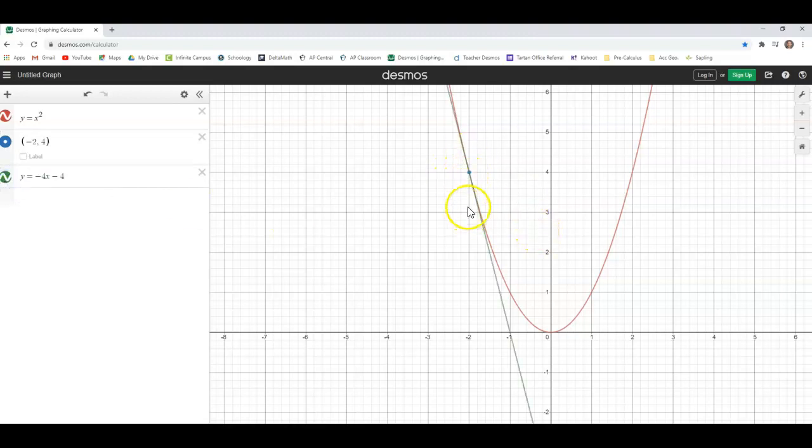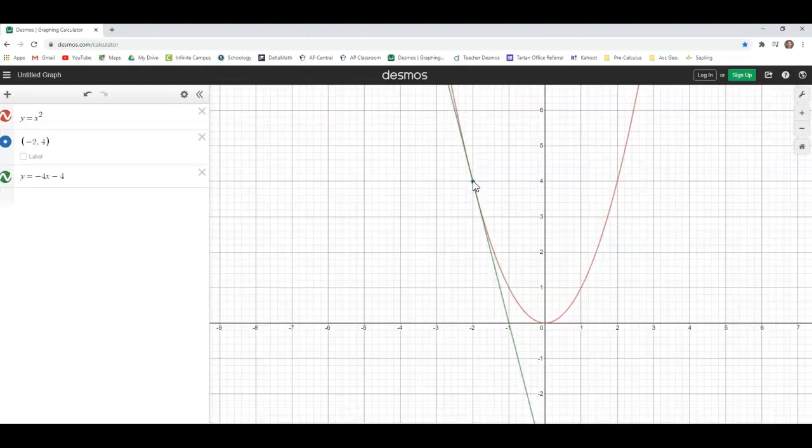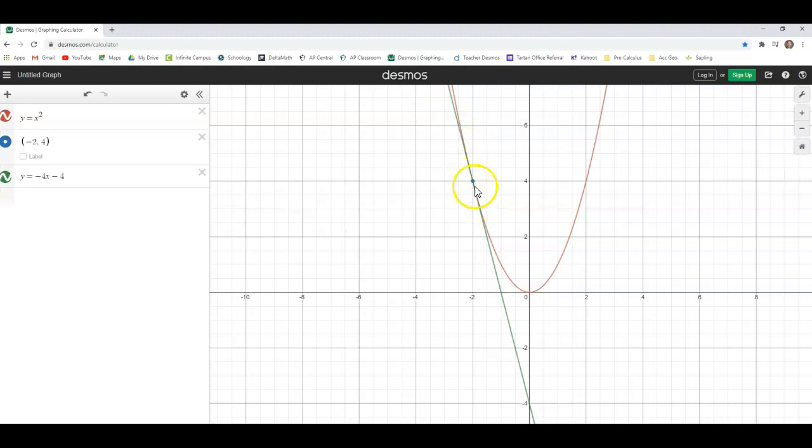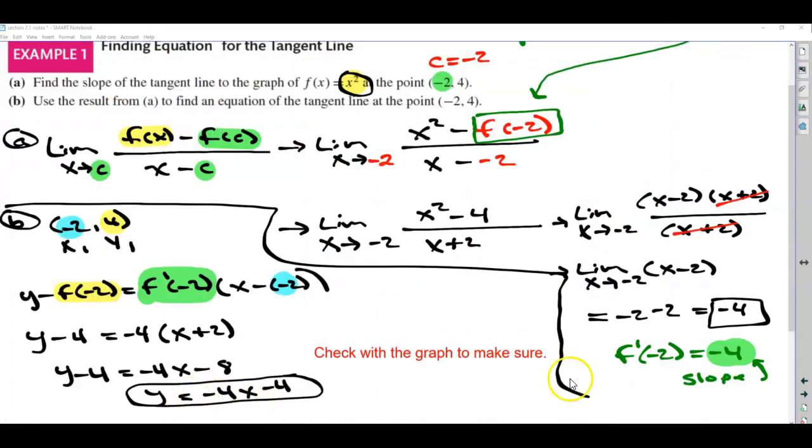Notice that tangent line. I could try to zoom in, and it's only going to touch that parabola at that point. So it's not a secant line, it is an official tangent line. So there's visual evidence that we found the correct slope at -4, and then we have the correct tangent line. All right, if you want to pause it and take a little break, this is going to be a little longer video. So come on back in a minute or two.